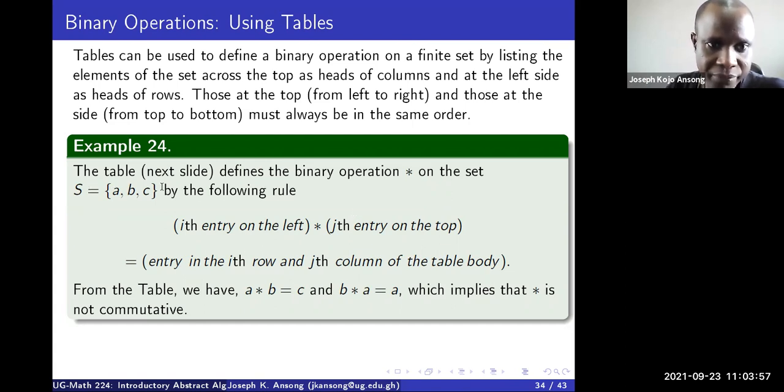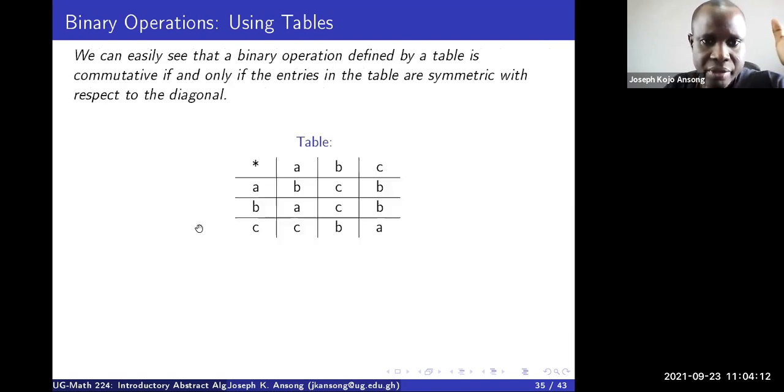So for example, you define the operation star on the set S. The set S has elements A, B, and C. What you do is that you take the ith entry on the left-hand side of the table. So you have star. You label all the elements on the top here, and then on the left side, you label them this way, from top to bottom. So A, B, C this way.